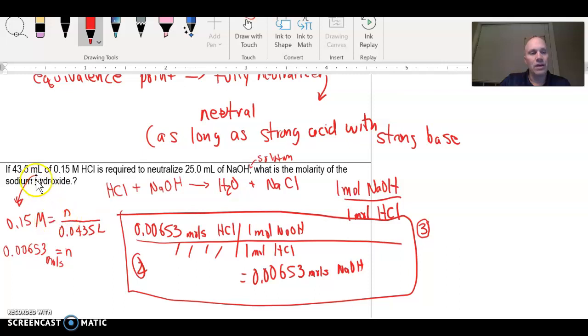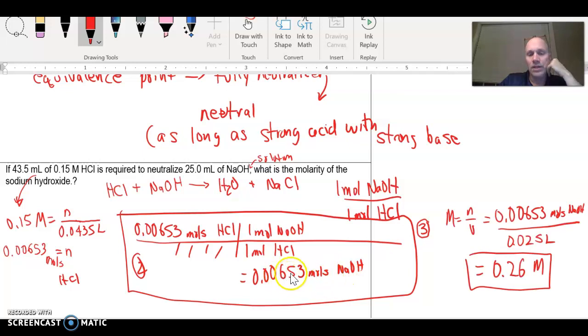For this problem right here, we're doing a neutralization. Here is the neutralization reaction. The coefficients are 1 to 1 to 1 to 1. What I'm going to do first is figure out how many moles of HCl there are in this solution right here. So I can plug that into our molarity equation, and that's going to tell us the number of moles of HCl. Then I can take that number of moles of HCl and put it into a crossbar to figure out how many moles of NaOH would be required.